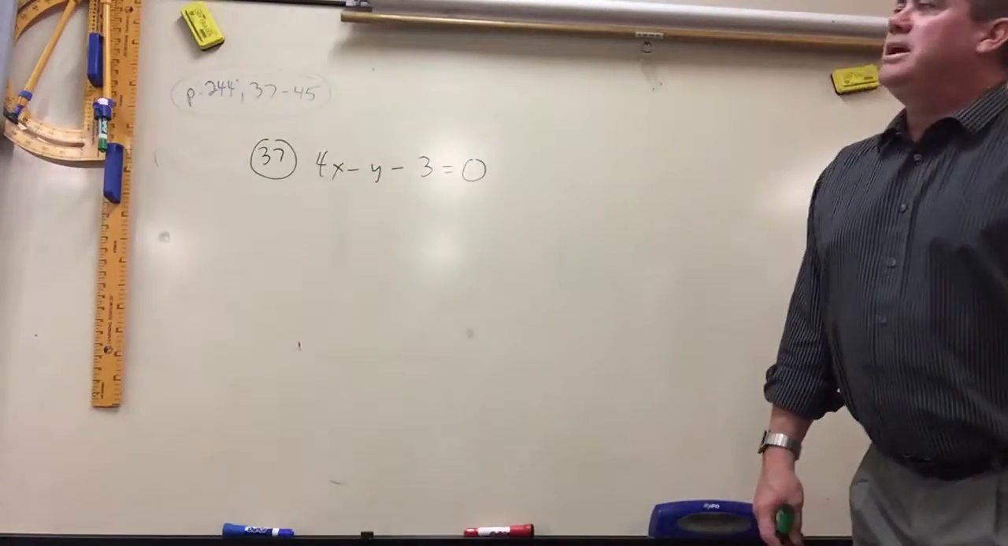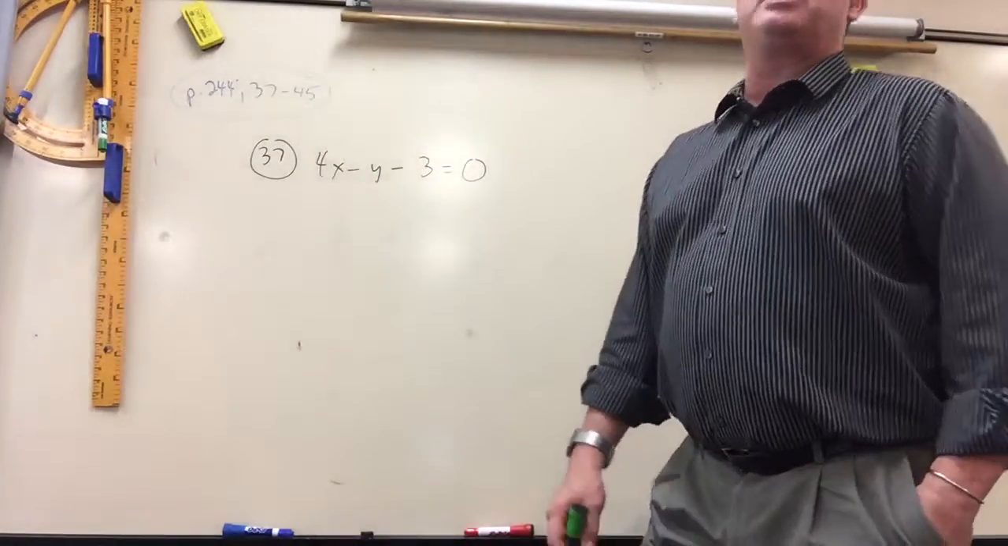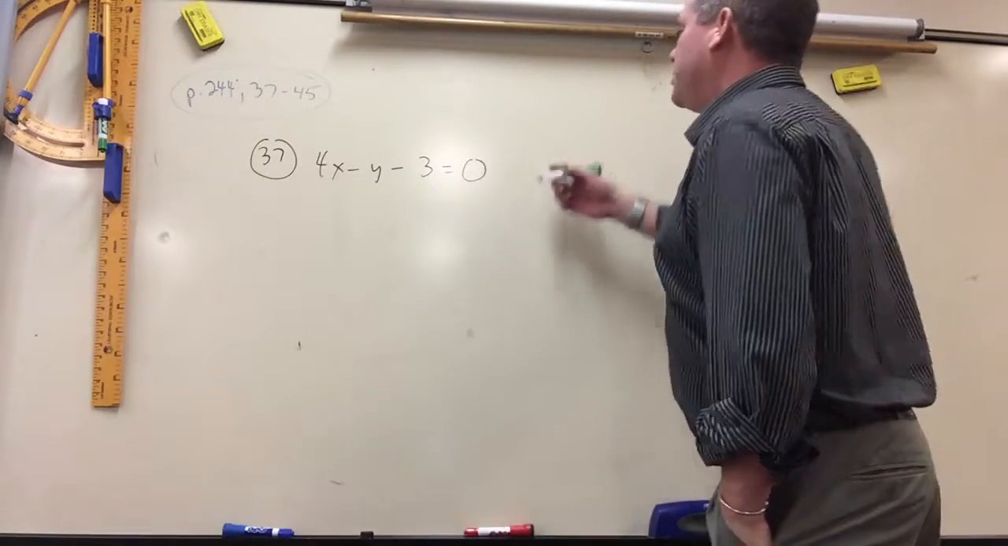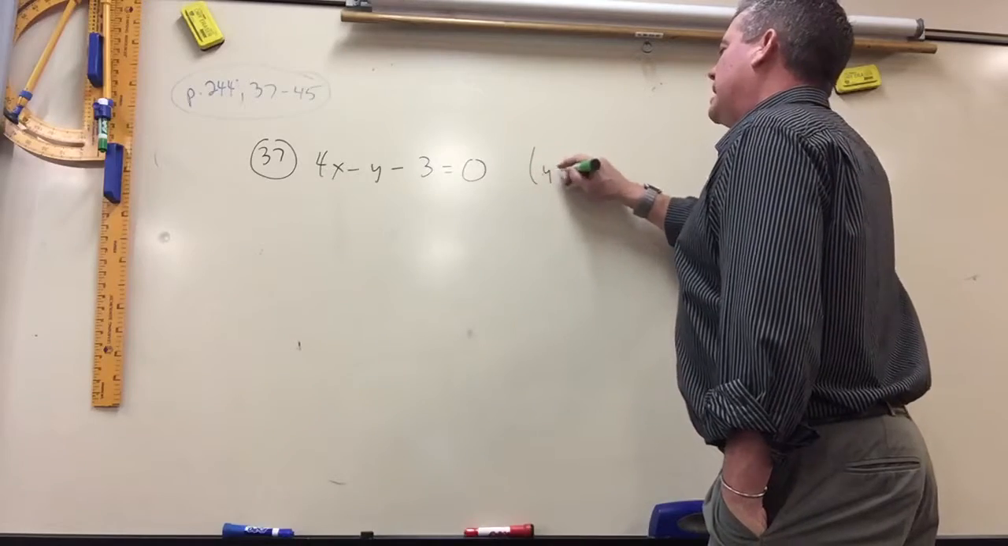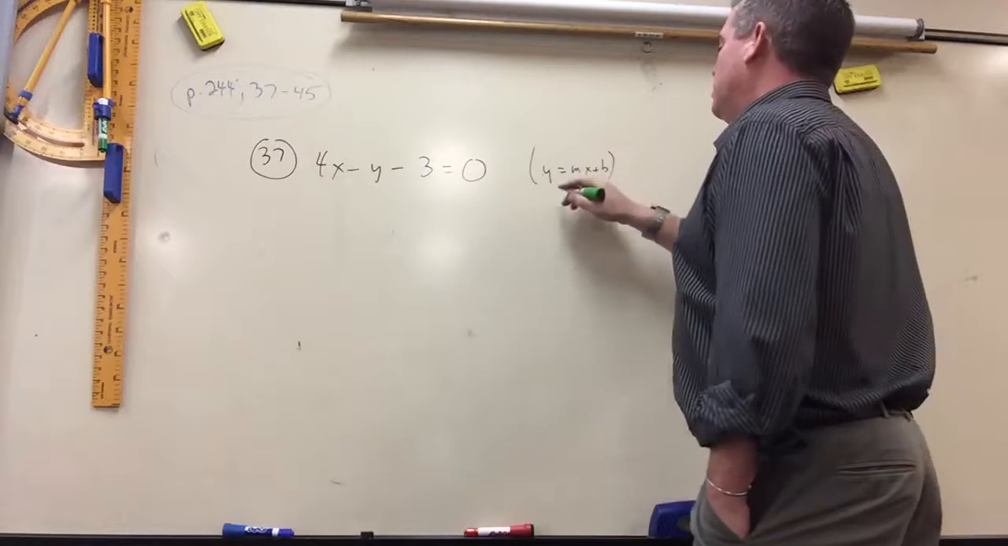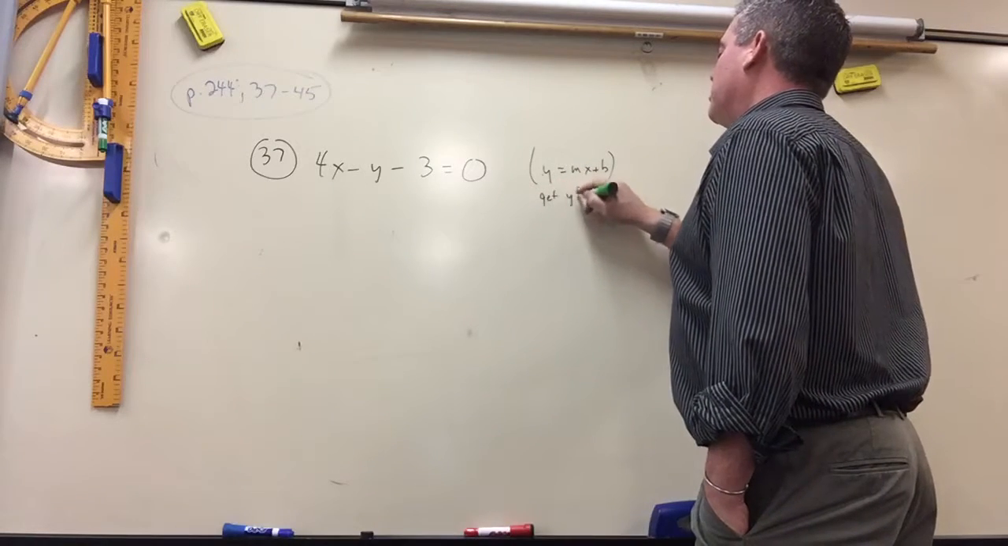So all of these, you want to write the equation in slope-intercept form. So slope-intercept form means get it into y equals mx plus b, which means get the y by itself.